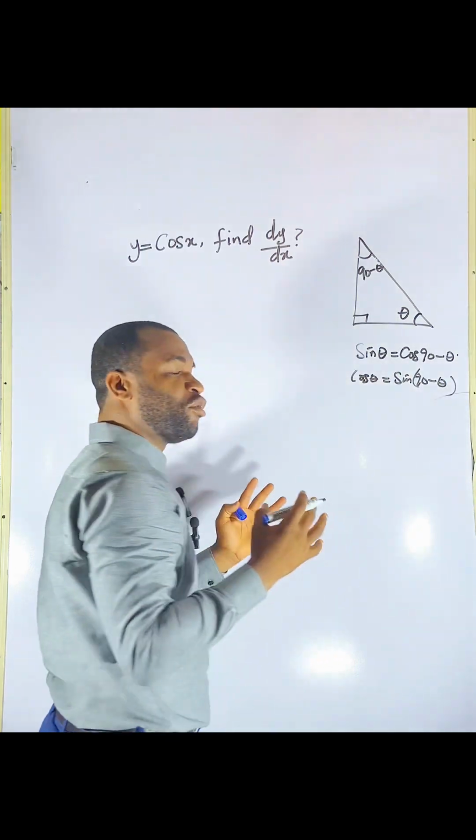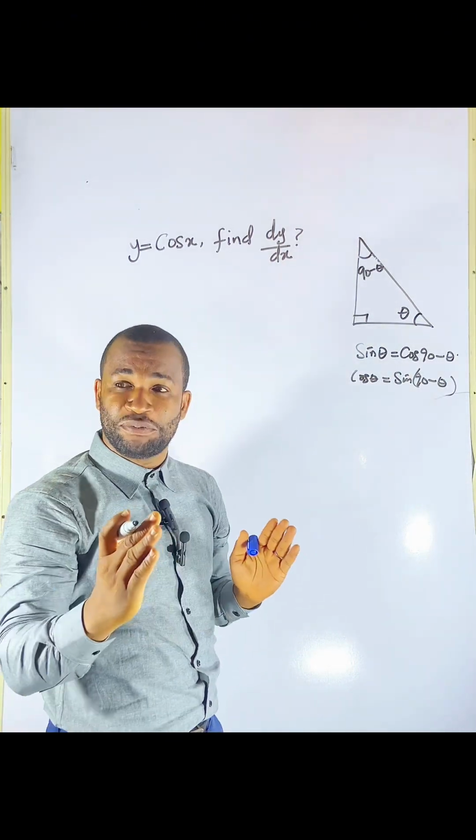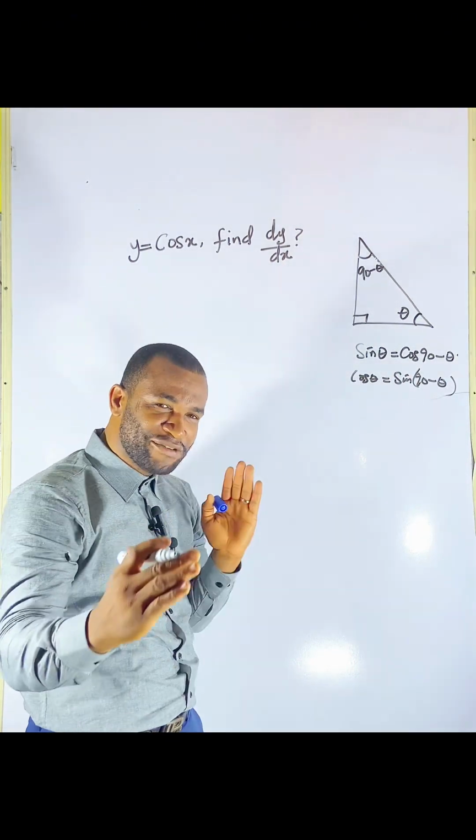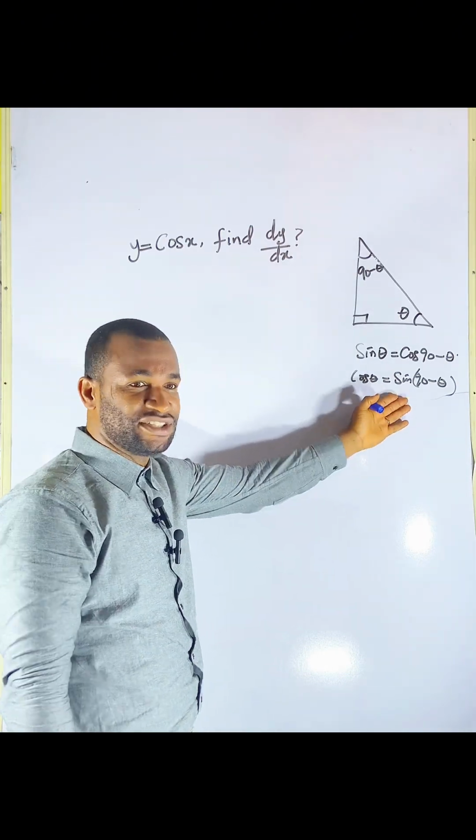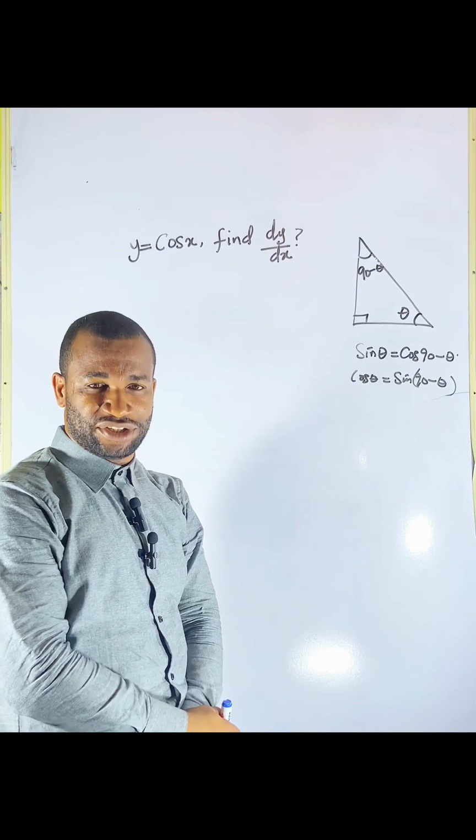So what do we call it? Complementary angles. That simply means they complement each other. They are like 5 and 6. So we are going to use this understanding to do this advanced trick.